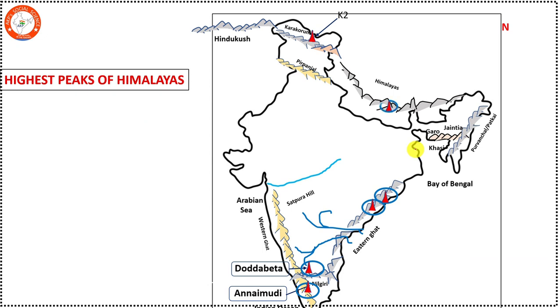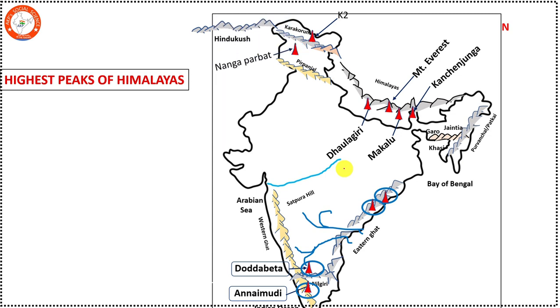Now we see the highest mountain peaks of the Himalayas. The world's highest mountain peak is Mount Everest. The second highest peak of the world is Kanchenjunga. The third highest mountain peak is Makalu. The fourth highest is Dhaulagiri. The fifth highest is Nanga Parbat. The sixth highest is Annapurna.